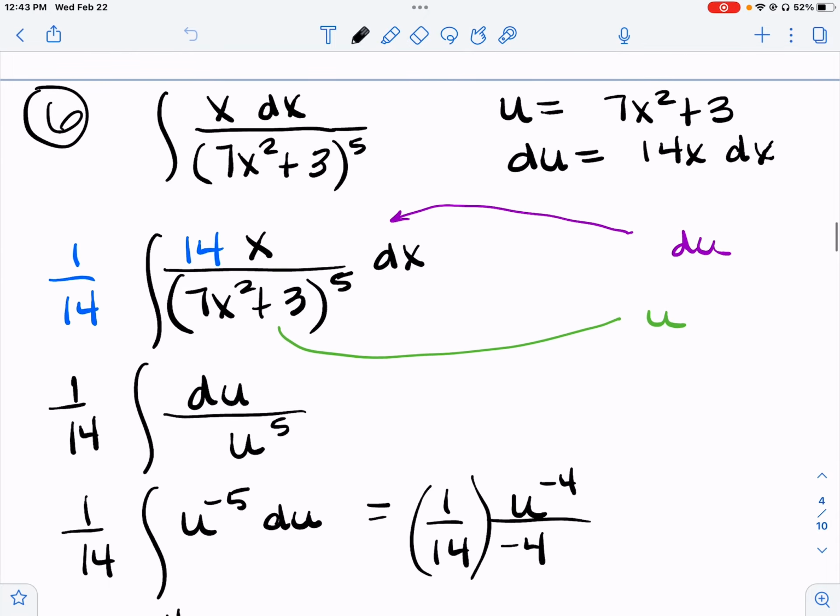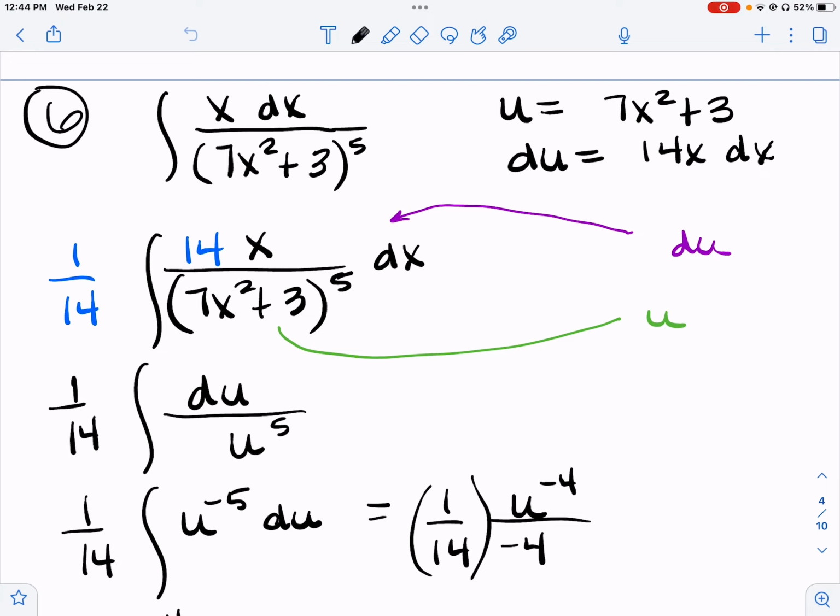Okay, number 6. We have something to a power, so u is going to be what's inside. Du will be 14x dx. I need the 14, so I times in 14, 1 over 14 outside. On top, that 14x dx is all du. On bottom, that's u to the 5th.